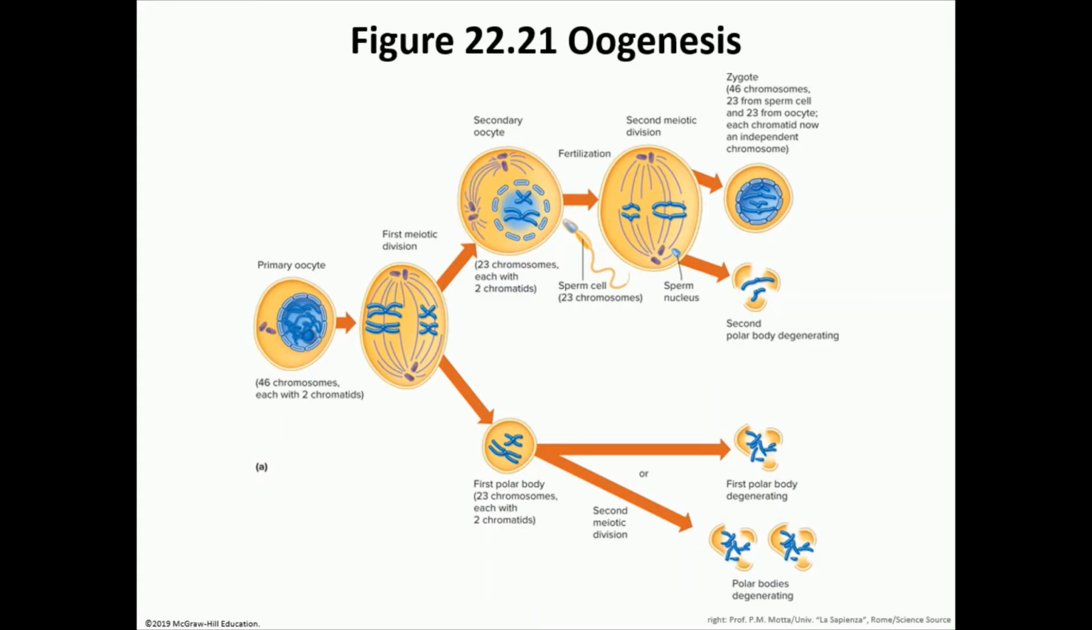Here you can see in the picture what happens. Your primary oocyte starts off the first meiotic division, and it'll continue to make a secondary oocyte and a first polar body. The first polar body again is there just to get rid of that extra genetic material. Your secondary oocyte is not going to go through the second meiotic division unless fertilization happens. If fertilization happens, the second meiotic division occurs, and we end up having a zygote, while the second polar body is going to disintegrate.